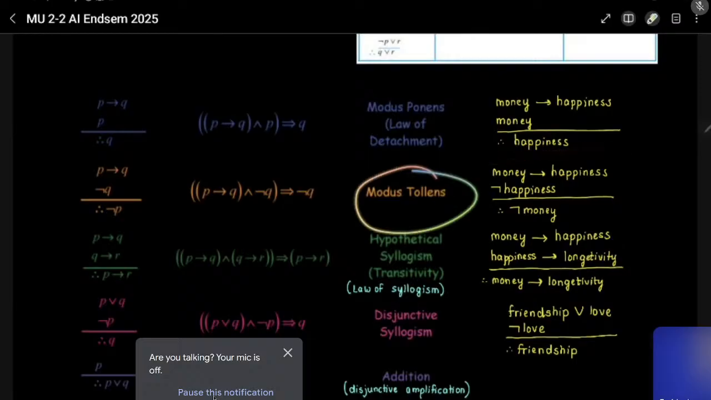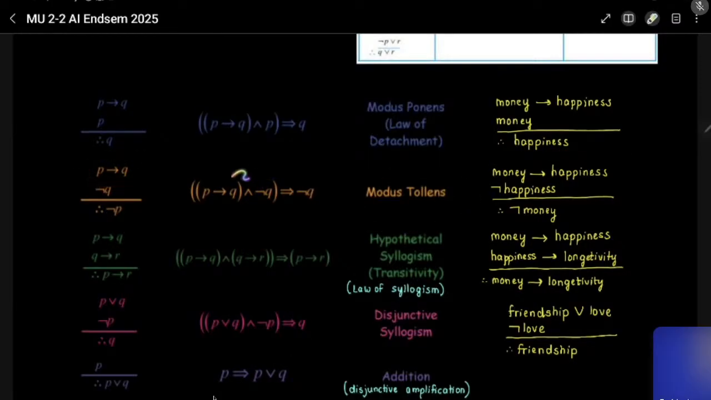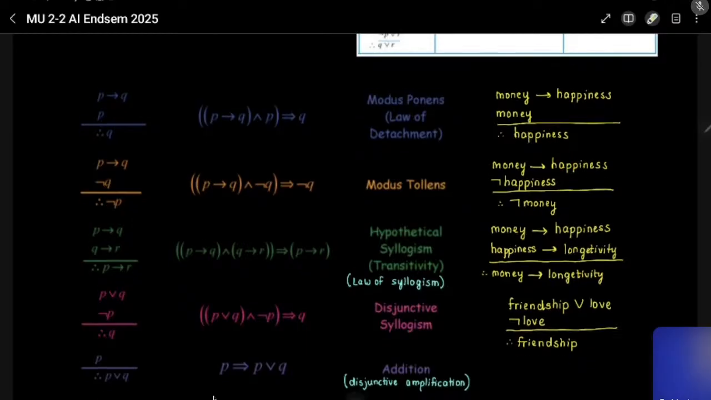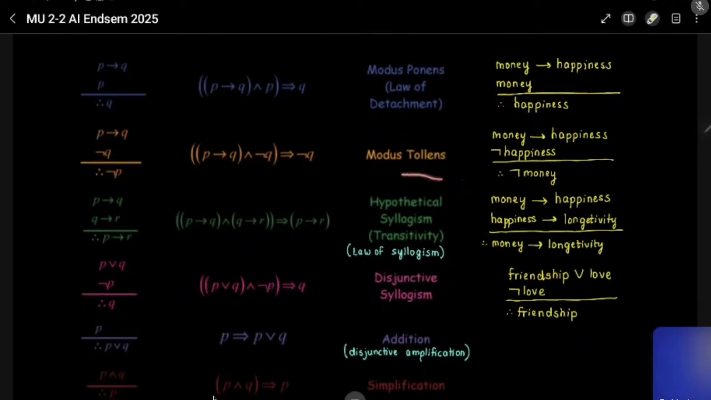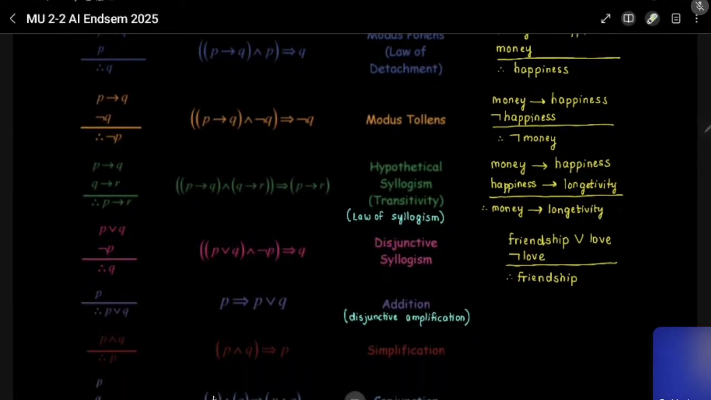Modus tollens: P implies Q and not Q, so it means not P. So money implies happiness, but you're saying you don't have happiness, it means you don't have money. And you have transitivity: P implies Q, Q implies R. So this is all simple, no? You can do all of this. I stopped writing examples because it is simple. You can write examples of your own.